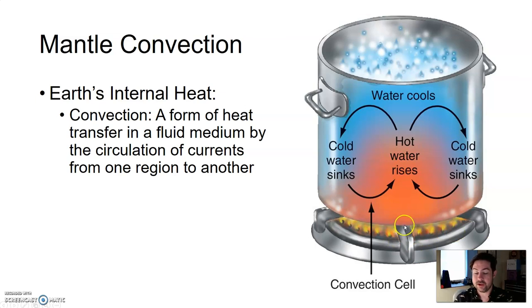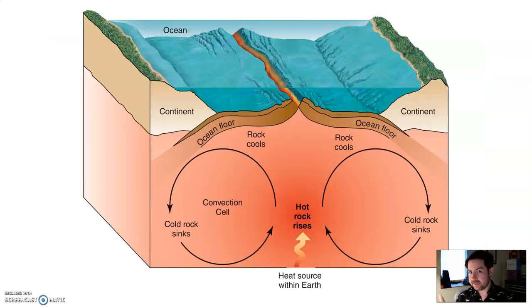Same thing happens if you're boiling a pot of water. Are you boiling a pot of water to make some delicious macaroni and cheese? That heat source, hot water rises. As it gets further away from the heat source, it cools down, and the process starts all over again. So that's called a rolling boil. That's why it's called a rolling boil, if any of you cook. But in any case, how does that look inside the Earth?